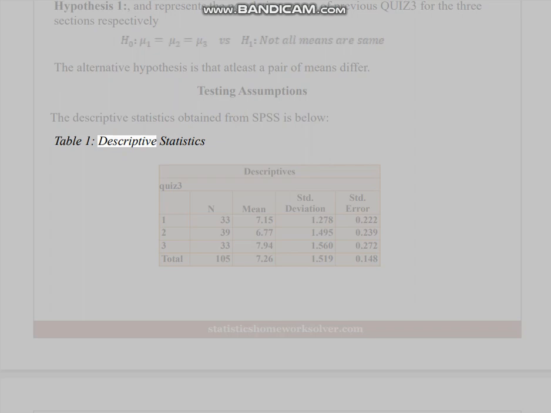Table 1, Descriptive Statistics. Descriptives, Quiz 3: N, Mean, Std. Deviation, Std. Error. Total 105, mean 7.26.